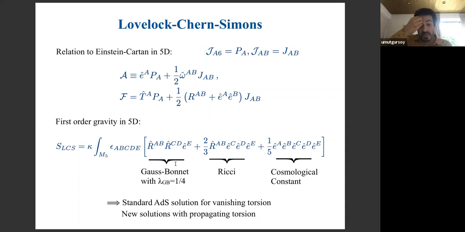So there's a standard AdS solution with vanishing torsion. You can set the torsion to 0, and this is a consistent solution to this theory. But there are other solutions with propagating non-trivial torsion. In particular, there are black hole solutions that I will show.